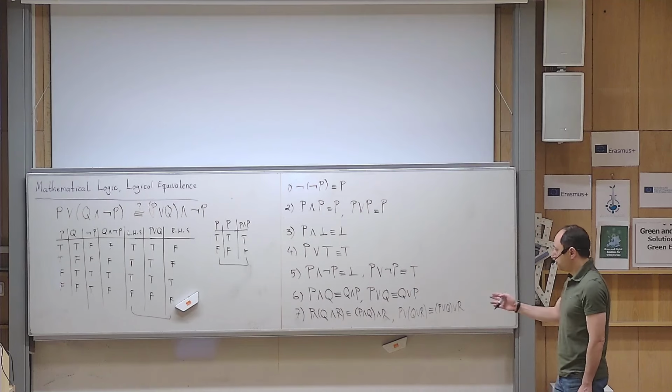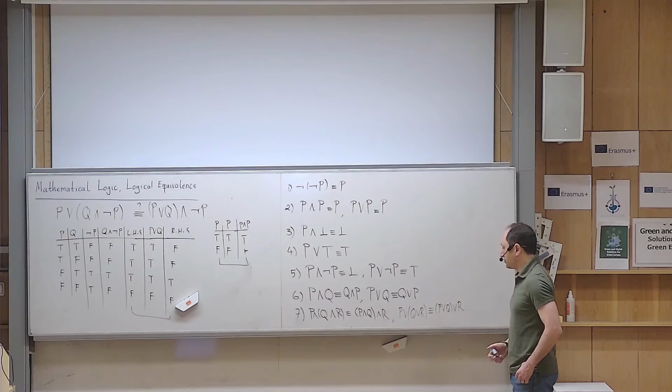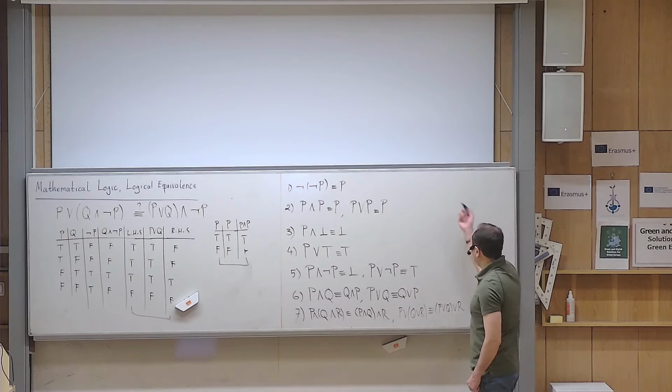It is important to understand commutativity and associativity. For example, what is the meaning of this? So can I simply write this? Is it ambiguous or not?